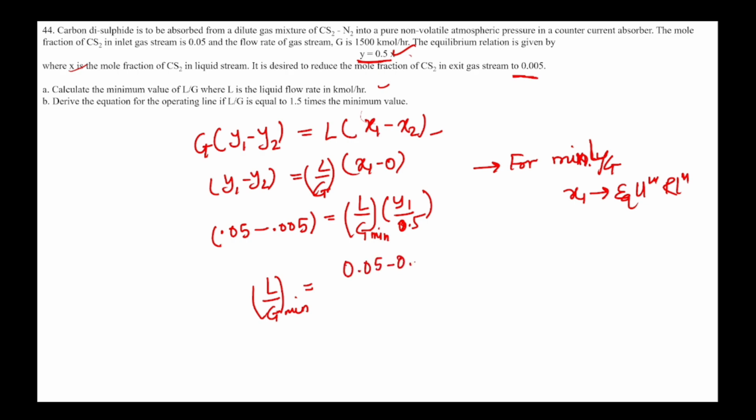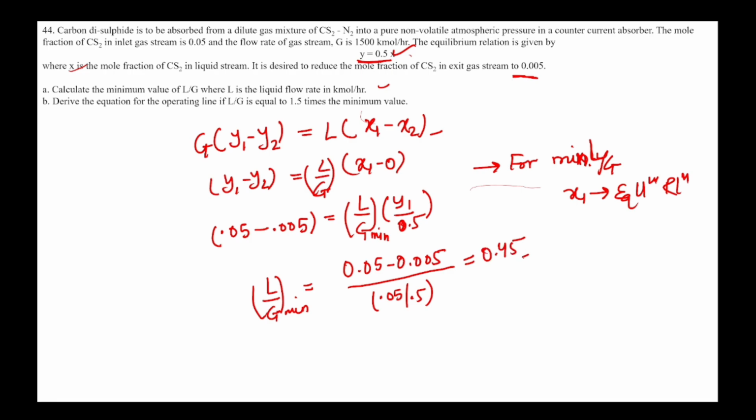L by G minimum is equal to 0.05 minus 0.005 divided by, so y1 is 0.05 divided by 0.5. Okay, y1 is 0.05. This is the value of the minimum liquid to gas ratio. So 0.05 divided by 0.5 into 0.05 minus 0.005, that is 0.45. This is the value.